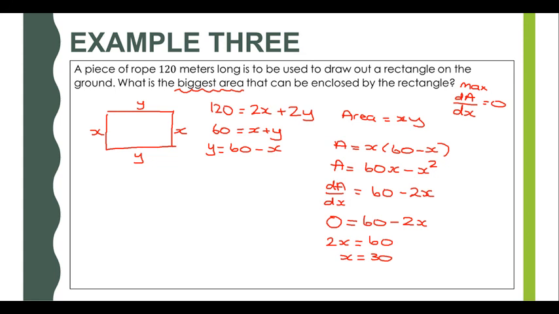However, I've not yet found the area. So the question wants the biggest area. All I found is x. So I now need to find y. So y is equal to 60 minus, I'm going to substitute my value of x, which is 30. So y is equal to 30, which gives me my final answer: the area is equal to 30 times 30, which is equal to 900 meters squared.